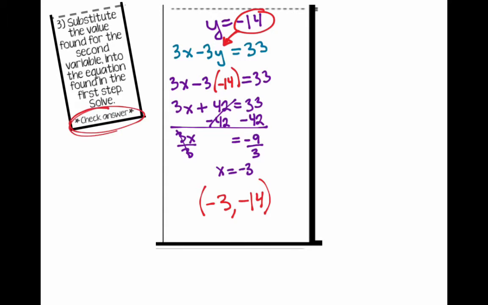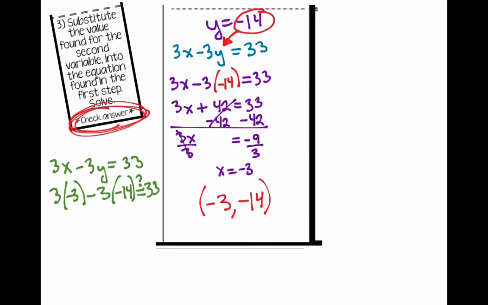How do I know for sure? I need to check my answer. So I'm going to plug my x and my y into my original equations, and if I end up with a true math statement, I have a solution. So there's my original equation, 3x minus 3y equals 33. Plug in my x, plug in my y. I think that equals 33, or at least it should. Solve. Negative 9 plus 42 does indeed equal 33, so it works with my first equation.